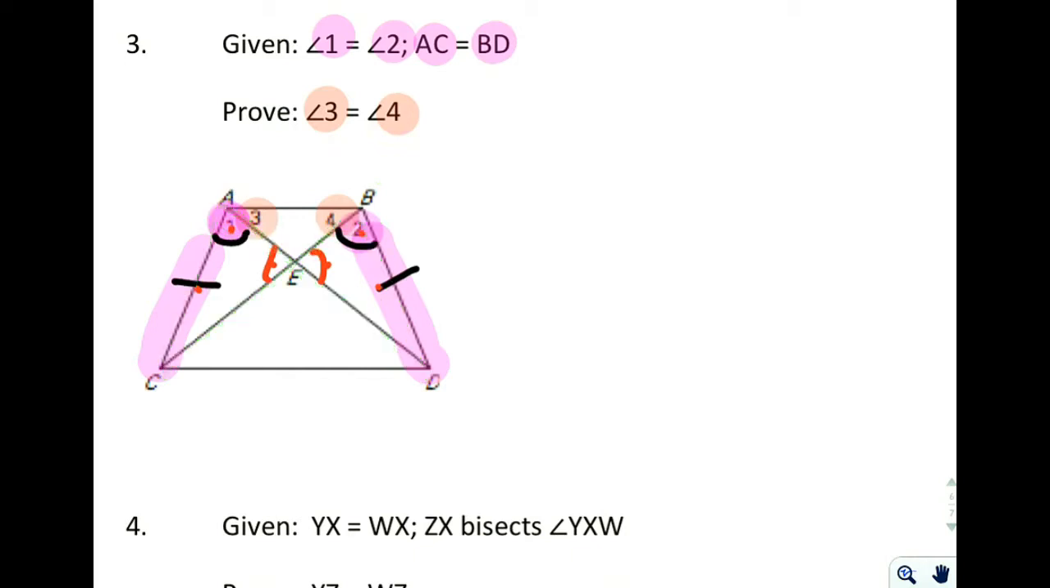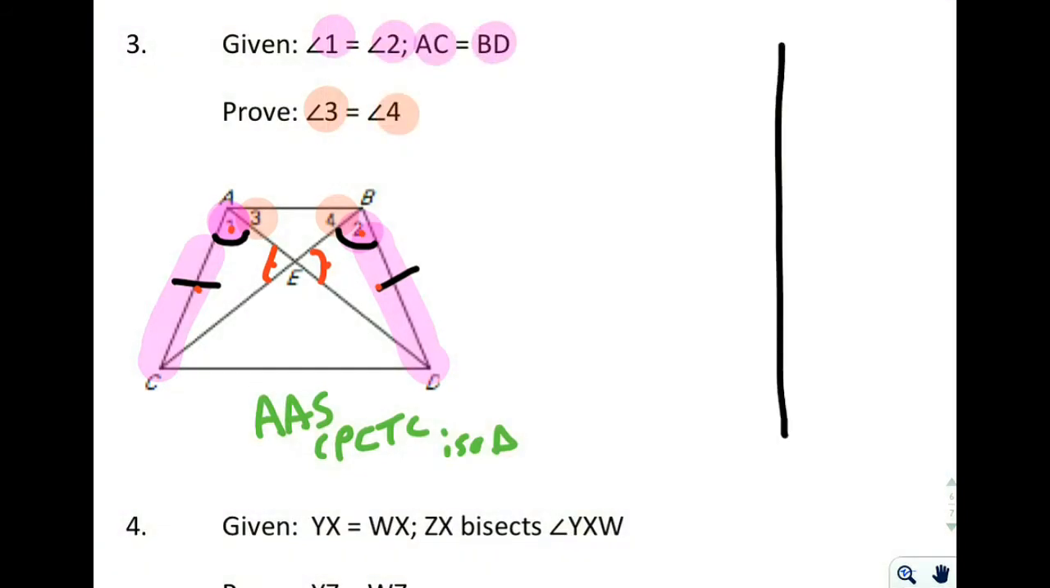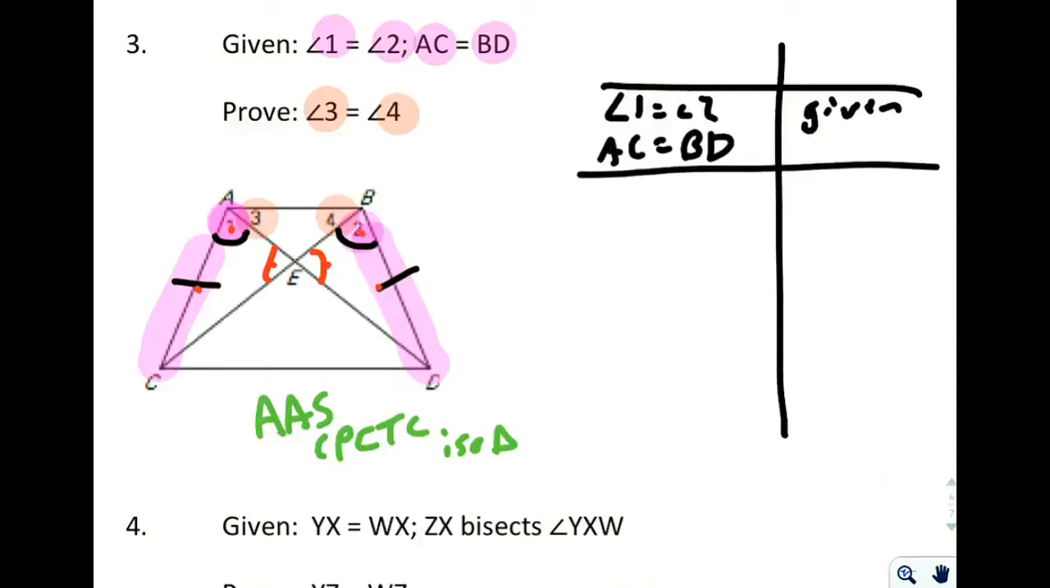So let's kind of work our way back and see how we did that. We got the vertical angles, we had the angle angle side to get the congruent triangles, we had the CPCTC to break it apart, and then we use the isosceles triangle theorem. So let's write that out more formally. We have our given always in our first step. In our given, we write out everything we're given. So angle 1 equals angle 2, AC equals BD. So that's everything we're given.